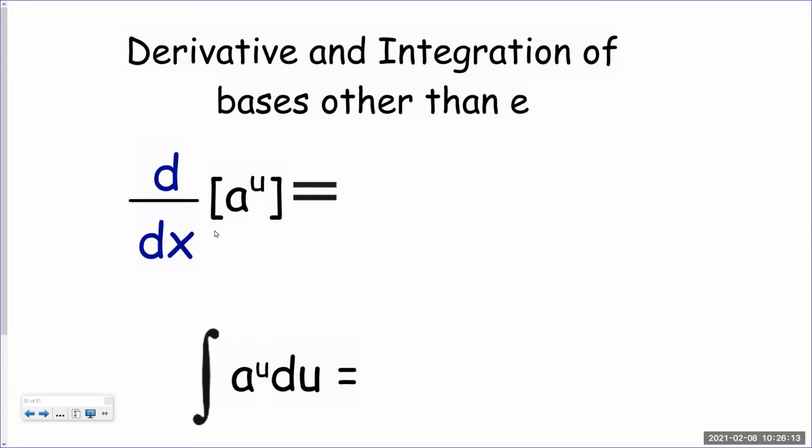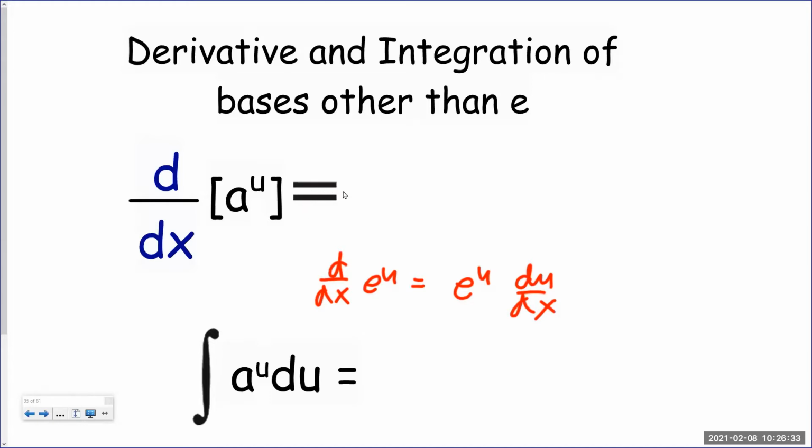Derivative and integration of bases other than e. Okay, you guys ready? Pull out your notes, guys. We're continuing your notes. Last time we had the derivative of e to the u. And remember, that was a sing-song. The derivative of e to the u is e to the u du dx. Do you remember that? E to the u du dx.